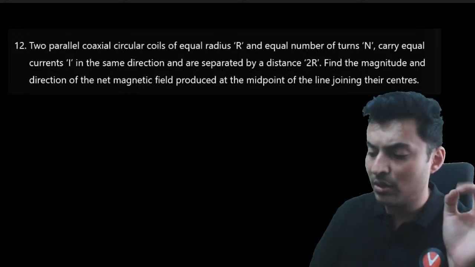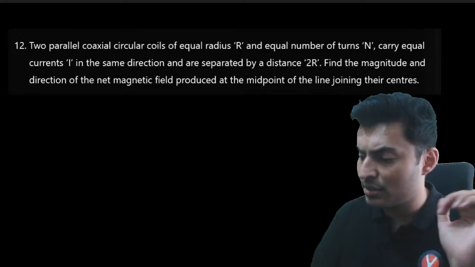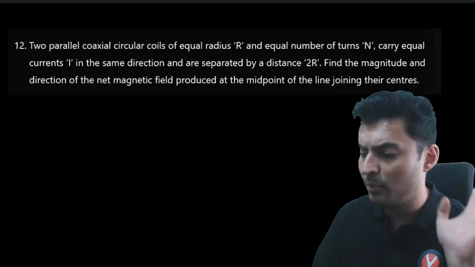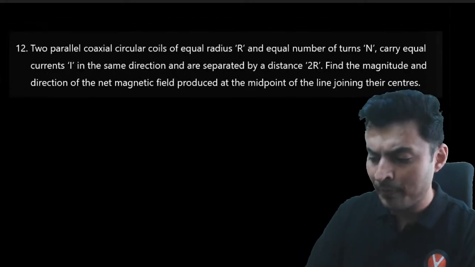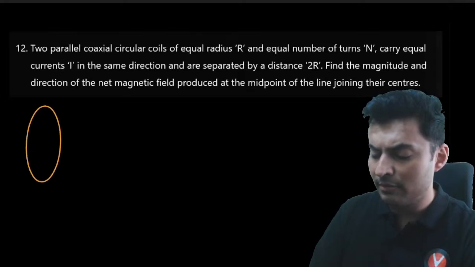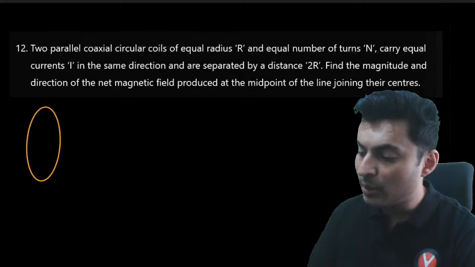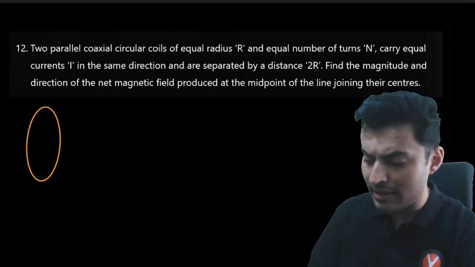Question 2. Coaxial coils of radius R and equal number of turns carry current in the same direction, separated by distance 2R. Find the magnitude and direction of the net magnetic field produced at the midpoint of the line joining the centers. This question is also very important. This can come and many people will not remember the formula. Two parallel coaxial coils of equal radius and equal number of turns, currents in the same direction.